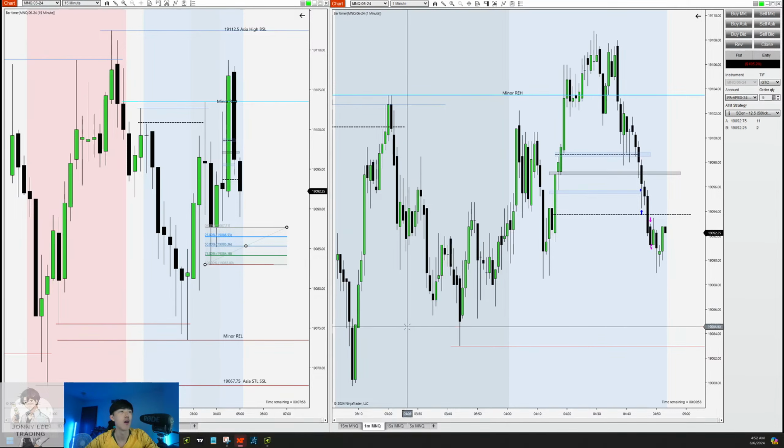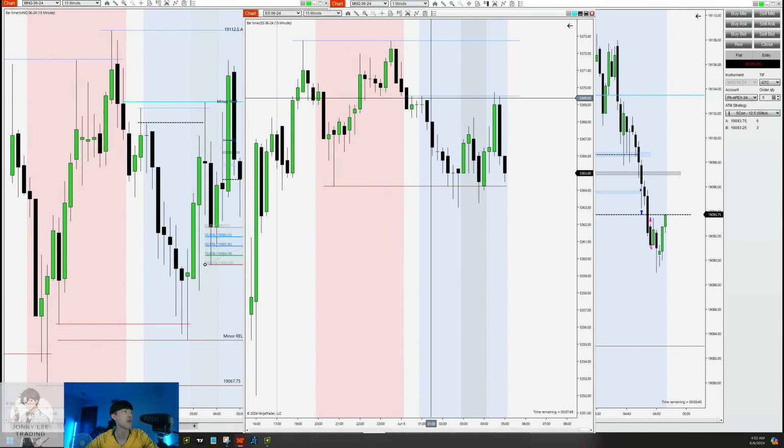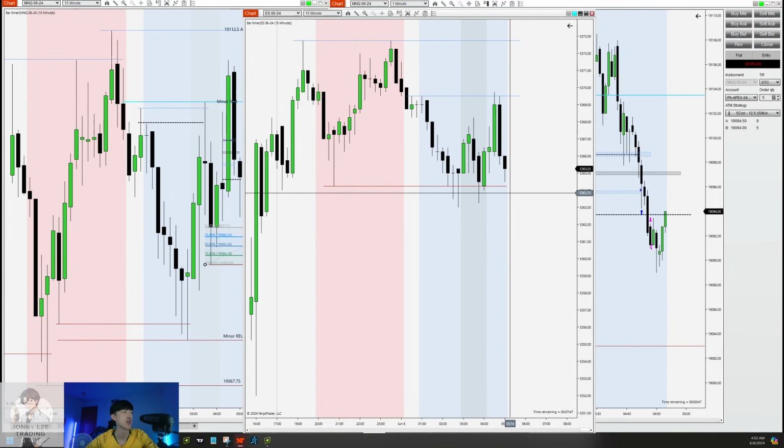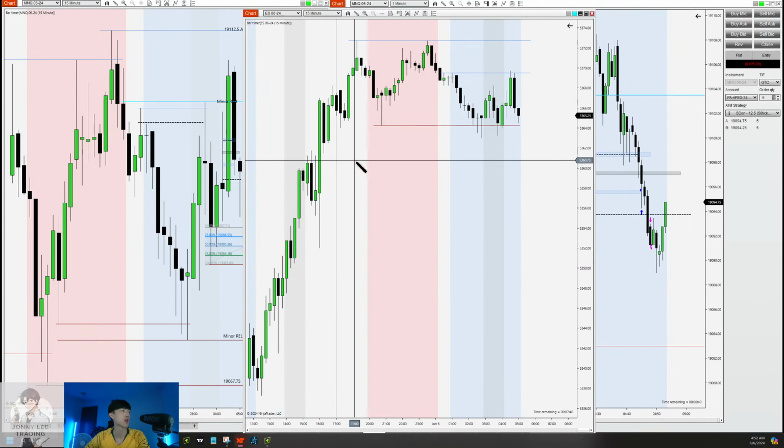Okay, nothing's really happening here. ES, look at ES. So ES took that relative equal high and then immediately sold off. So what does it have now? Has this fair value gap. Could be reaching for this.